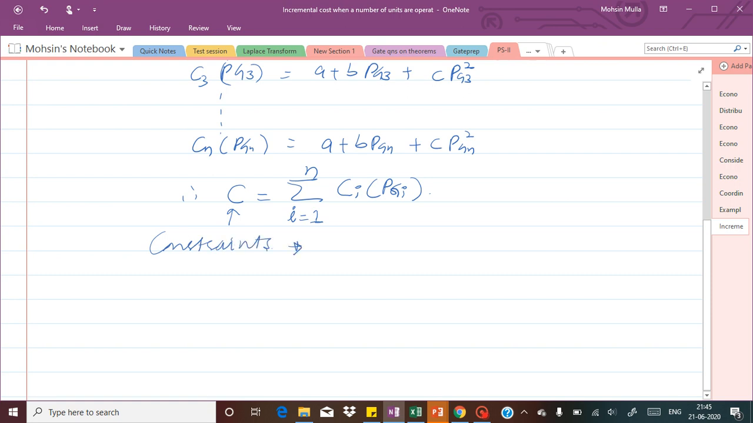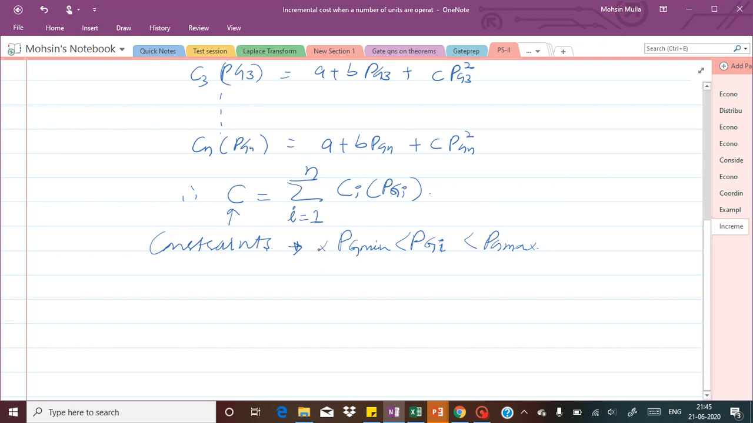The very basic constraint is that each of the generators is going to generate within a particular limit. Suppose the ith generator is going to generate within a limit of Pg minimum to Pg maximum. It has to meet this particular requirement. It cannot generate less than the Pg minimum value, and it cannot generate more than its maximum capacity. That condition needs to be satisfied.